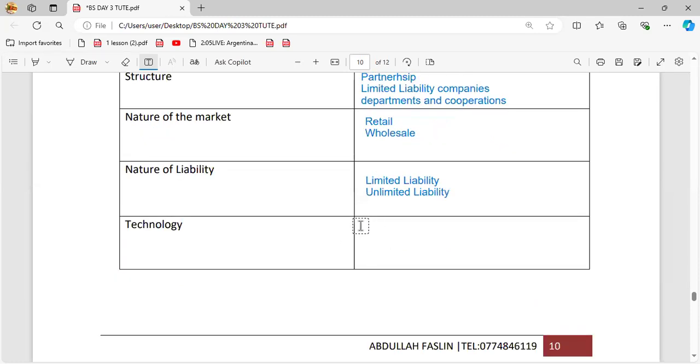Technology. Some businesses are capital intensive. For example, there are some businesses that are fully capital. Capital means they are using machines, 100% machines. Capital intensive, 100% machines. Am I clear? Capital intensive.